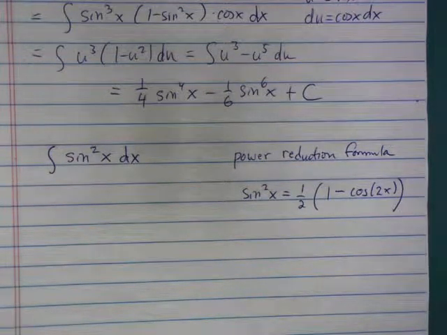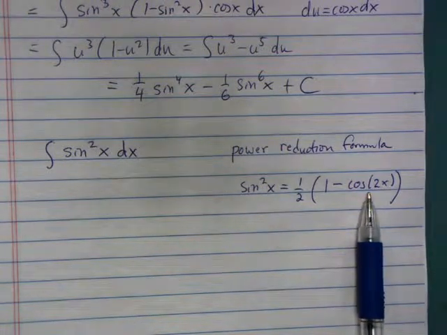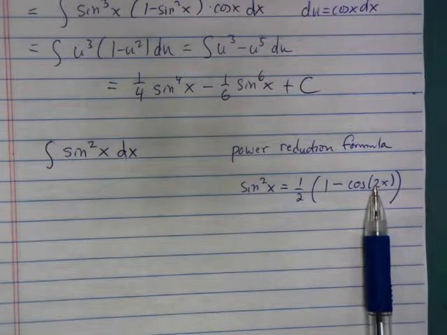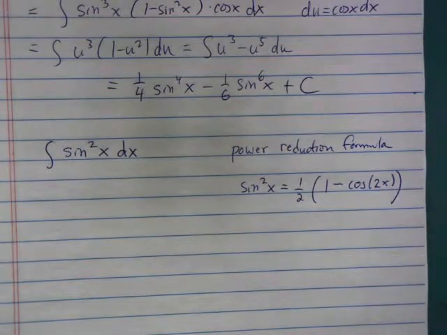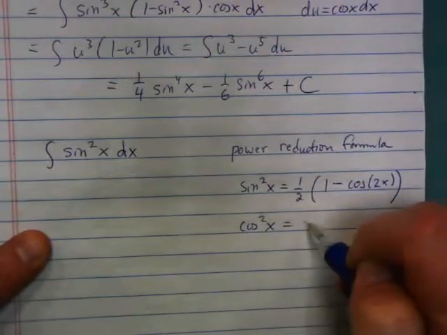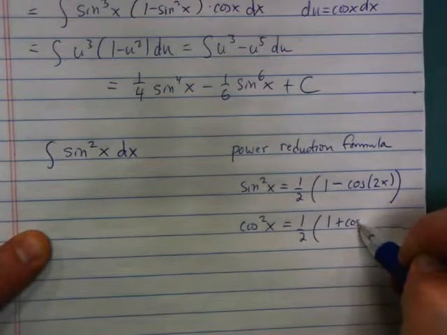I think I've seen that before. I'm sure you've seen that before. Why is that called the power reduction formula? We lost a power. We went from power 2 to power 1. The penalty is you now have a double angle. You have a 2x there. That's the penalty for reducing your power. And there's another formula for cosine squared. We'll need this one in a minute too. Cosine squared x is 1/2 times 1 plus cosine 2x.